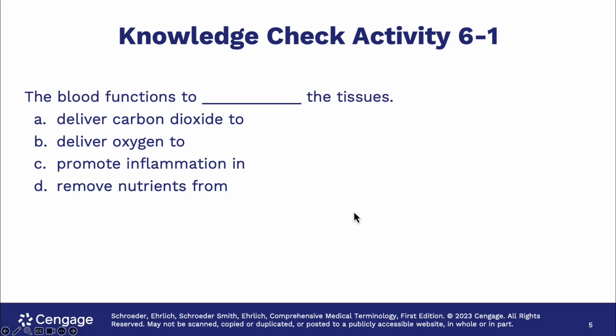So, the function of the blood is to do blank. So as it delivers carbon dioxide to the tissues, delivers oxygen to the tissues, promotes inflammation, and removes nutrients from the tissues. So this one's pretty straightforward. We just talked about it. Delivering oxygen to the tissues, correct?